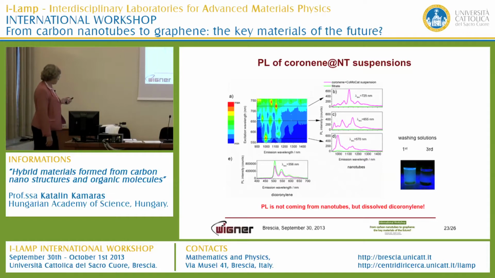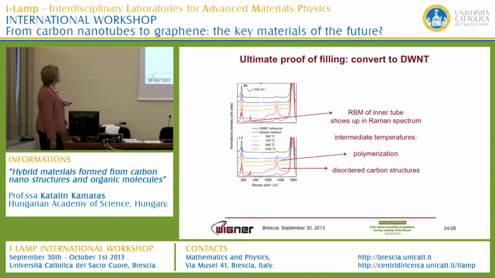Means that the photoluminescence in this case is not coming from the nanotubes, but it's coming from the dissolved dichroline. And that's why I say that in material science you always have to be very careful. I have three more. Okay, now, what can you do?